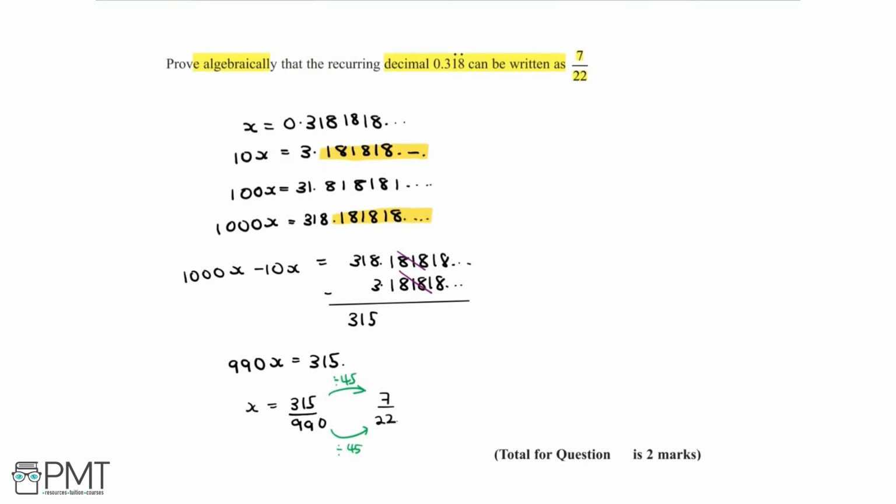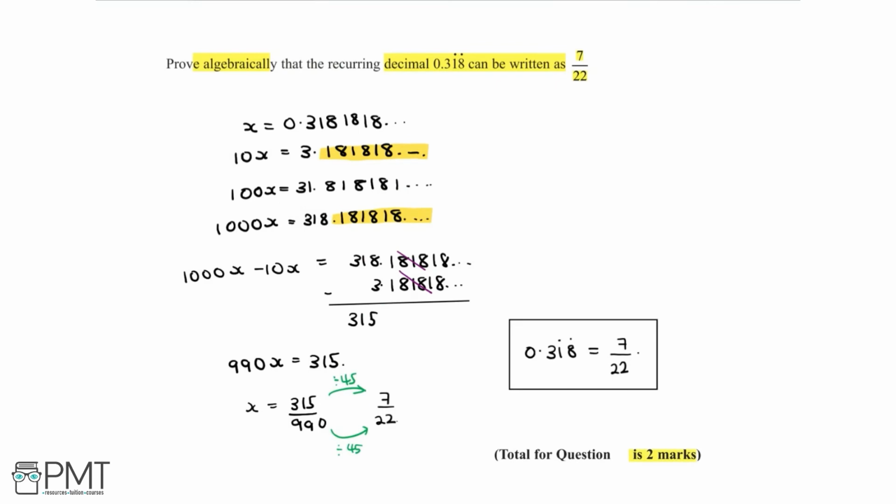Now we said that x is equal to 0.3181818..., which is the recurring decimal given to us in the beginning of this question. We found that x is equal to 7/22, and therefore we can say that 0.318 recurring is equal to 7/22. Now this question is worth 2 marks, so let's take a look at where these marks are allocated.